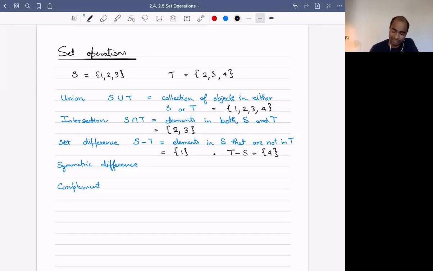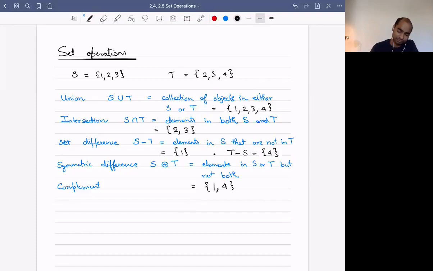We have another notion called symmetric difference. This is denoted as S, then plus with a circle around it, and then T. These are the elements which are in S or T, but not both. So this should remind you of exclusive OR. Symmetric difference is like the exclusive OR. So I get the symmetric difference is 1 and 4.